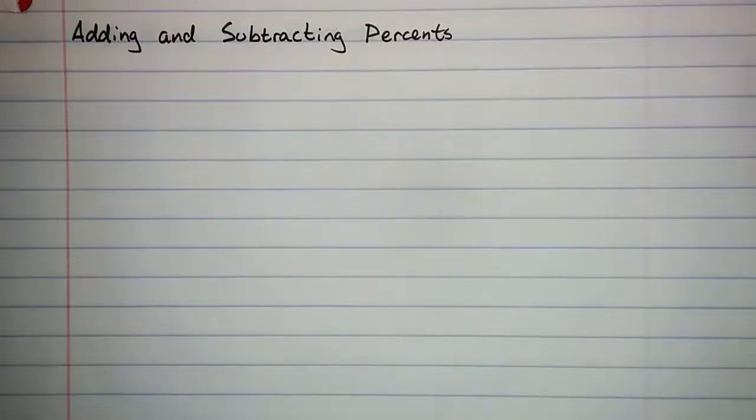Sometimes it makes sense to add and subtract numbers written as percents, and sometimes it just doesn't. When does it make sense, and how do we make sense of it?